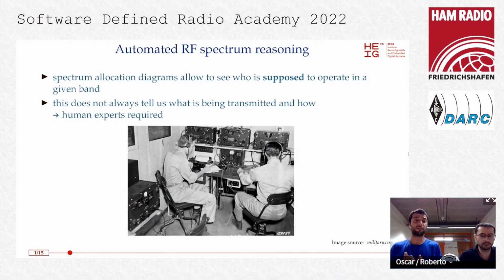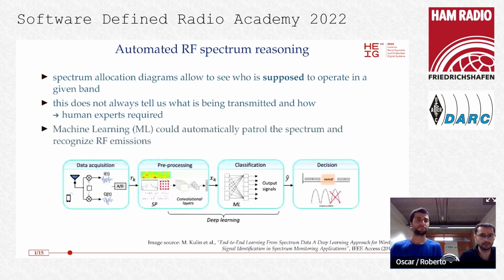Welcome everybody. I'm Roberto and he's Oscar, and we're going to present some joint work with Alberto Dassatti, a user-assisted spectrum labeling system with automated baud rate estimation. The idea is that given the spectrum allocation diagram, you're supposed to know who is emitting in a given band, at least for licensed bands, but those diagrams don't always tell you what is being transmitted and how. And that's why you need human experts to interpret what's in the air.